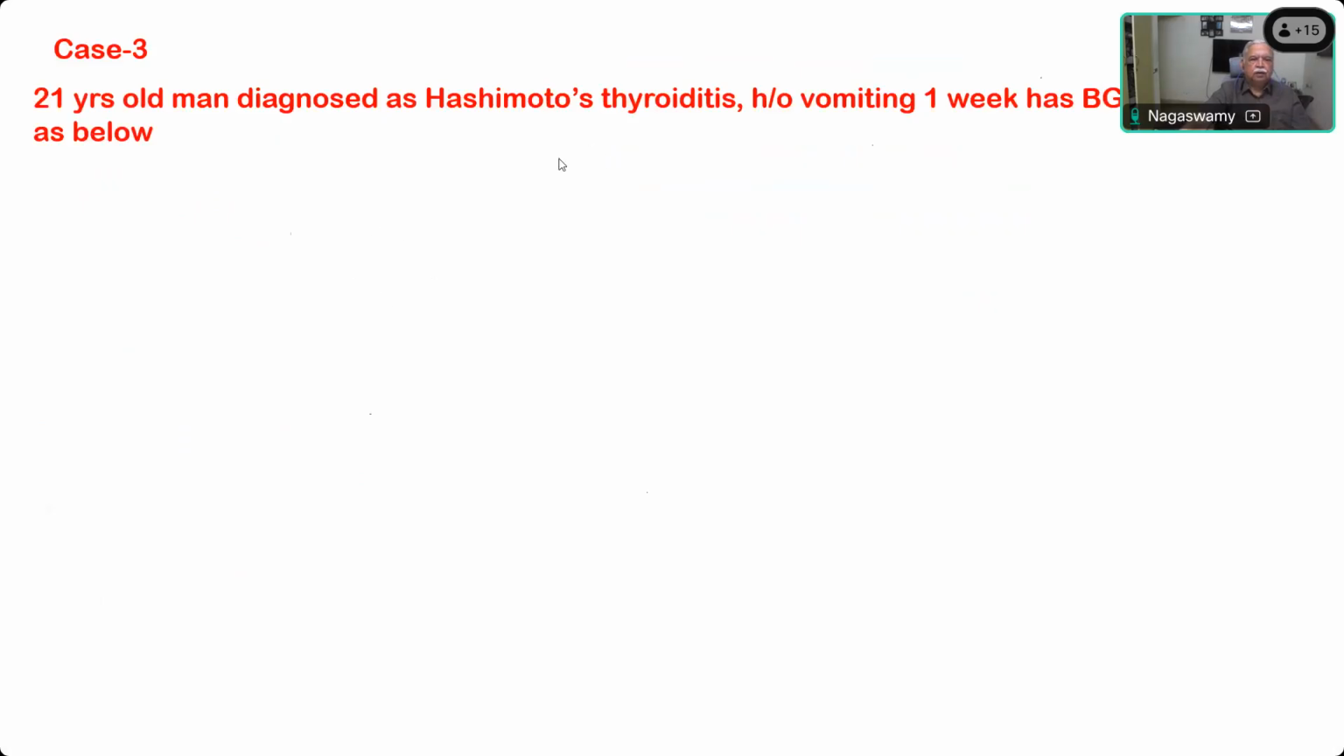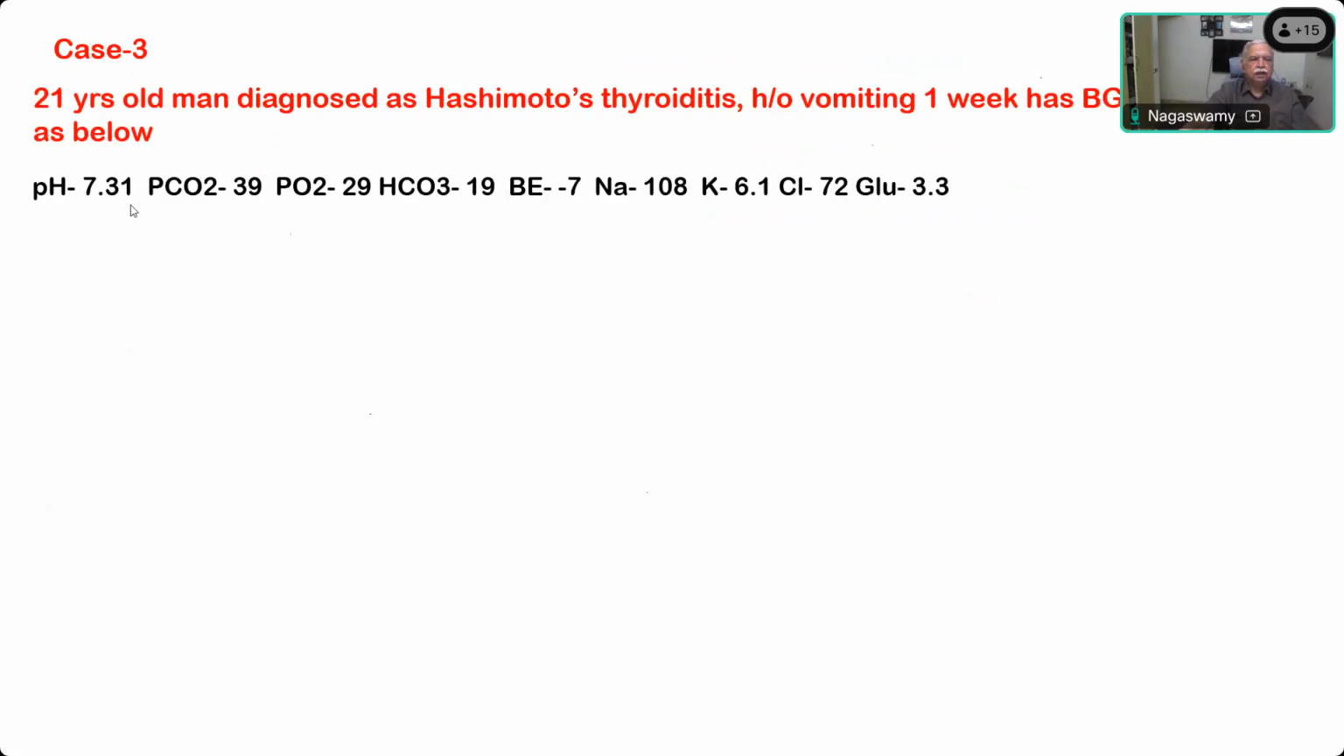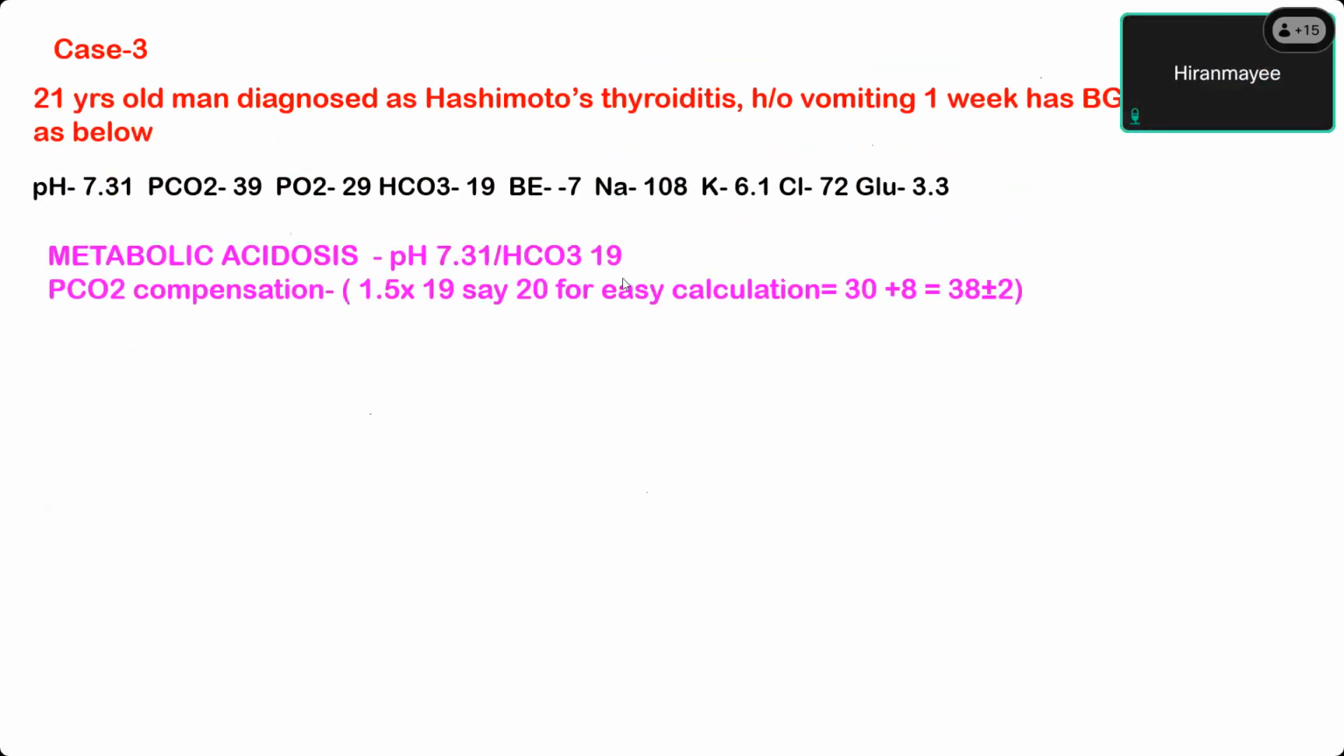A 21-year-old man diagnosed with Hashimoto's thyroiditis had vomiting one week back, and his values are: pH 7.31, acidotic, CO2 39, normal, bicarb 19, base excess -7, sodium 108, potassium 6.1, chloride 72, glucose 3.3. So what is the analysis? First, the pH: metabolic acidosis. Is it fully compensated or not? Not compensated.